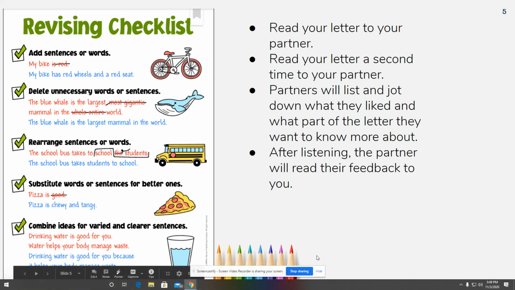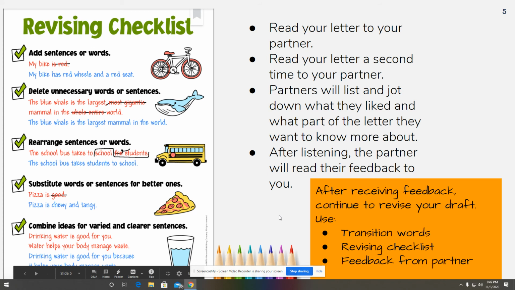You are going to read aloud your formal letter to your partner at home. You will then pause, take a moment for them to think about your letter, and then you will read the letter again. Your partner will listen to the letter and jot down what they liked and what part of the letter they want to know more about. After listening and jotting down their thoughts, your partner, the listener, will read their feedback aloud to you. I want you to pay close attention to the feedback that your partner is giving you.